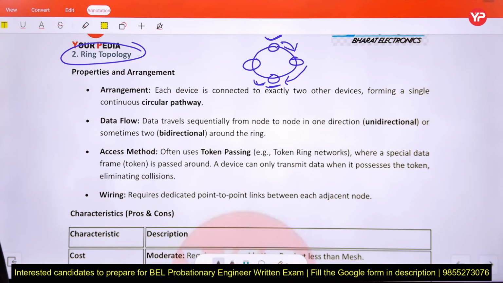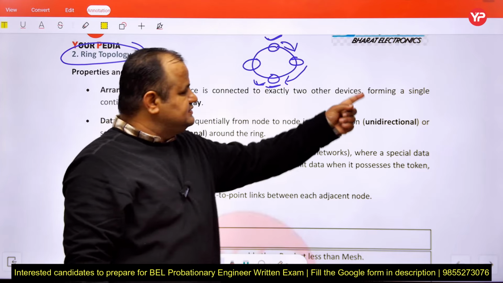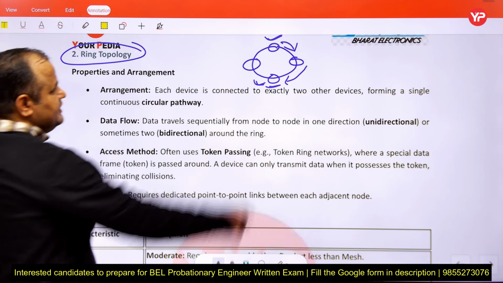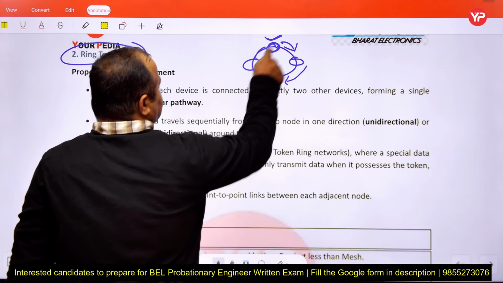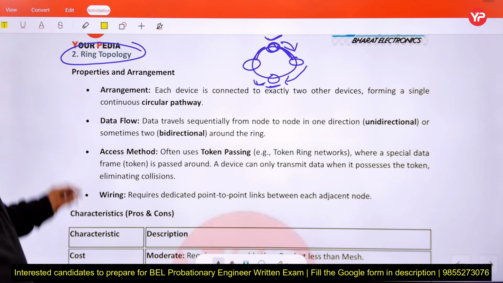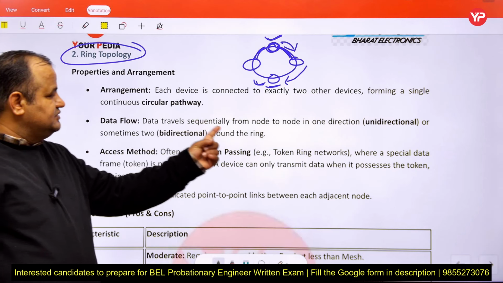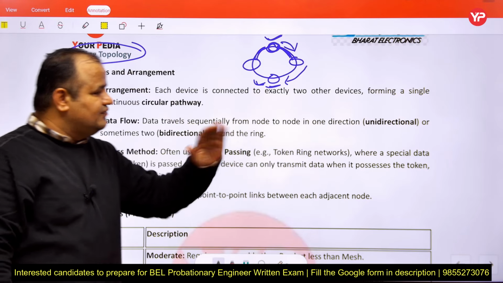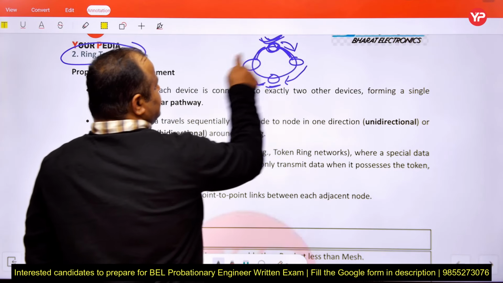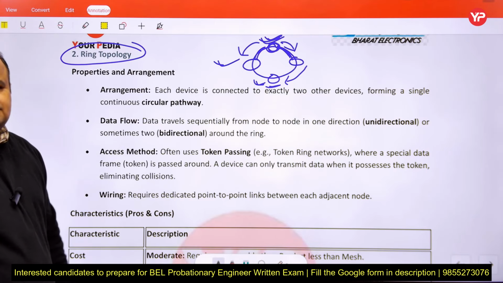Now see, each device is connected to exactly two other devices forming a single continuous circular path. It means each node is directly connected with two nodes. That's why it makes a circular structure. Data flow: data travels sequentially from node to node in one direction. That is very important. It is not the case that if this station wants to send data to that station, the data uses the minimal path. It is not the case.